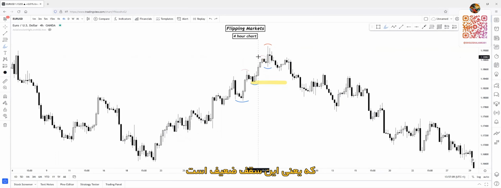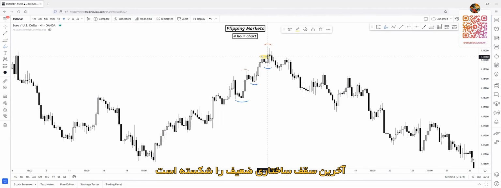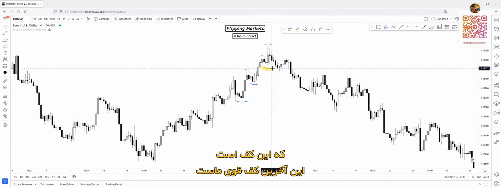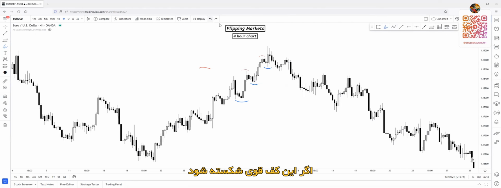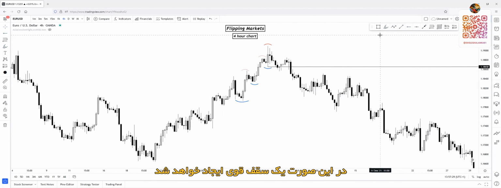So this means this is a weak high. After this, price broke structure to the upside here, broke the last structural weak high. So this means it created a new strong low, which is this one. This is our last strong low. If this strong low breaks, I will just draw a line here, then a new strong high will be created.